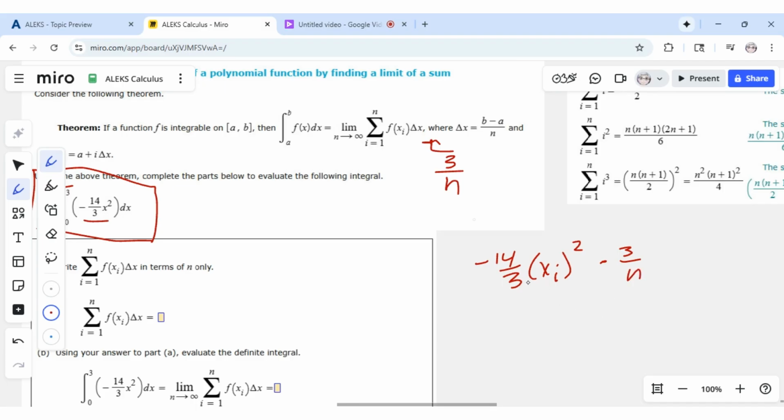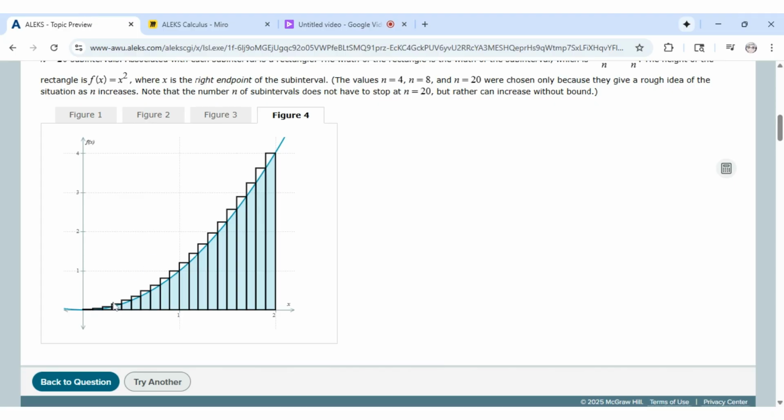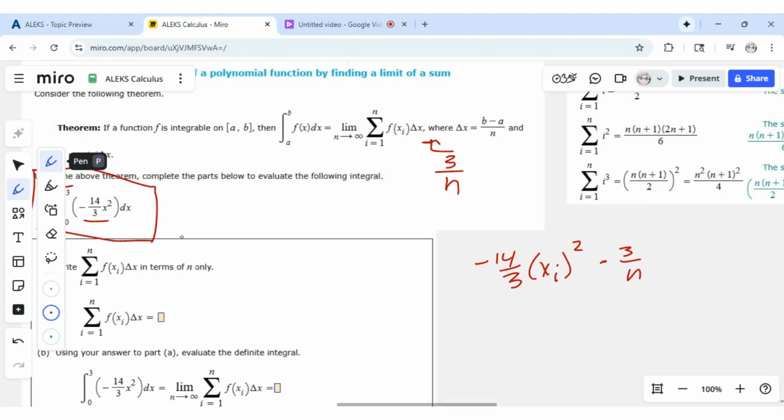Now, x sub i, we can write in a different way too. Where is x sub i going to be? If you think about those rectangles, x sub i, the x value you put in here, is going to be one rectangle's width away from the starting point, or at least the first one is. So we can think about this as using this. Well, our starting point is 0. If your starting point on your interval was some other number, you'd have to put that in there.